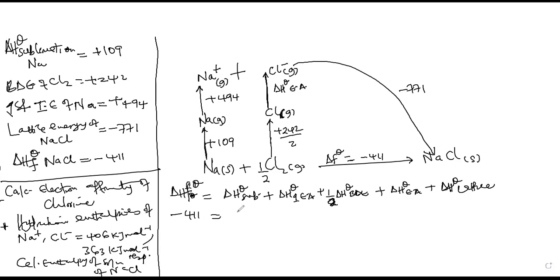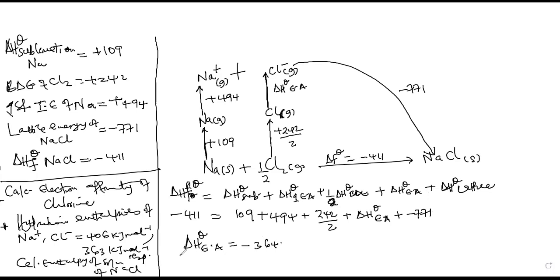When you sum up everything, we are going to substitute negative 411 for the formation. This will be positive 109, plus positive 494, plus a half of the bond dissociation energy, that is 242 over 2, then plus the electron affinity, which we don't know, then plus the lattice energy, negative 771. So when you bring everything to this side, you're going to get your electron affinity as negative 364 kilojoules per mole.